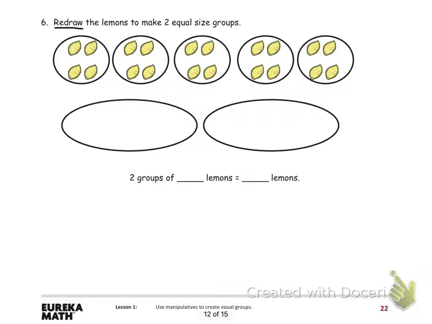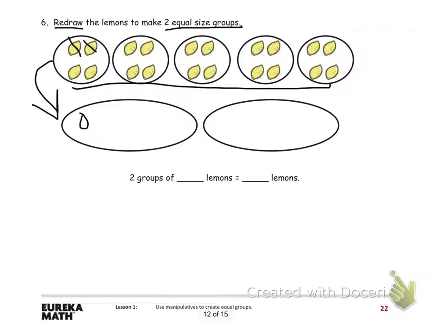So it says to redraw the lemons to make 2 equal size groups. So all of these lemons need to go into these 2 groups. So it would literally be marking these off as you draw them down here. And then, of course, what you need to do is make sure that all of them end up in the bottom 2 groups. Now I'm going to go ahead and pause. If you need a reminder for how to do this, just rewind a little bit and see what we did for problem number 5, and then you can fill in this down here, okay?